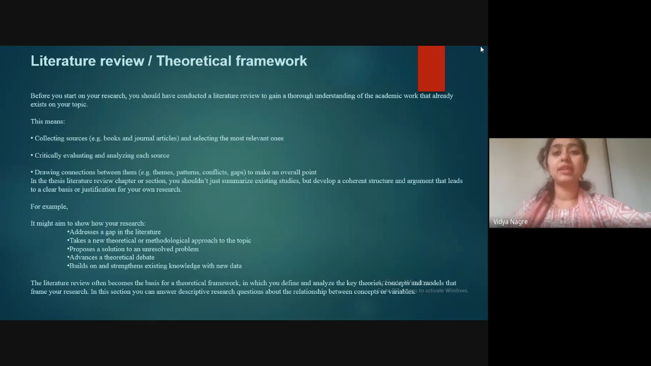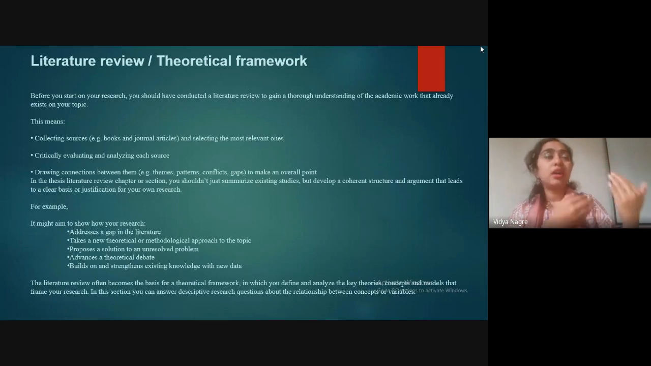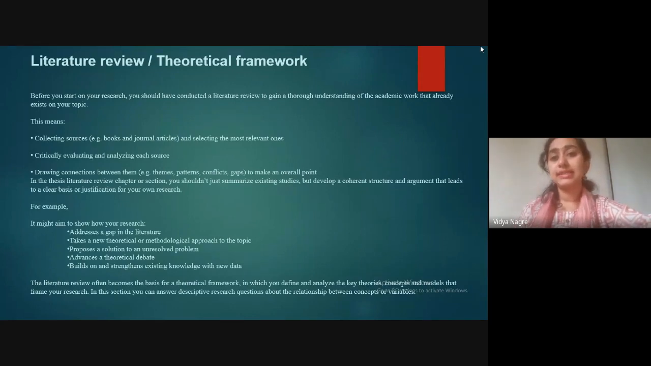It also takes a new theoretical and methodological approach to the topic. It also proposes a solution to the unresolved problems of the previous research works. At the same time, it also talks about advances in the theoretical debate, how certain things started and how they evolved through the period of time. It also builds on and strengthens existing knowledge with the new data. So that's why these things are important.